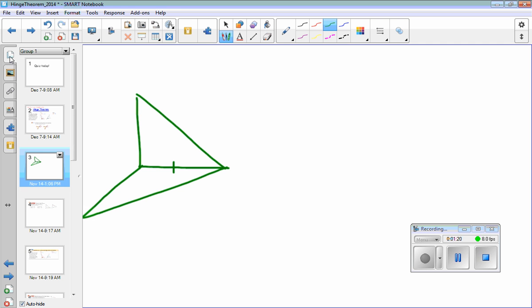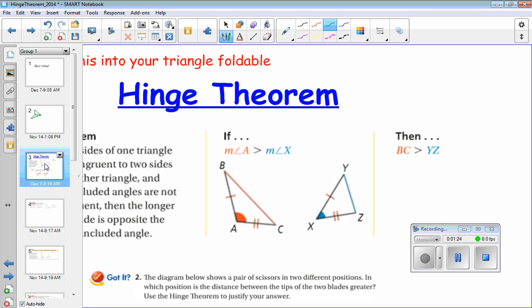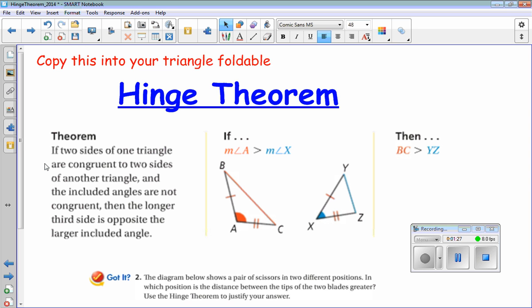Today, we're going to be looking at two triangles, and we're going to start off by looking at them not so connected. We have two triangles with some congruent measures. We know that side AB is congruent to side YX, so they have the same length. We also know that AC and XZ have the same length. What we also know is that the two angles are not congruent. Angle A is larger than angle X.